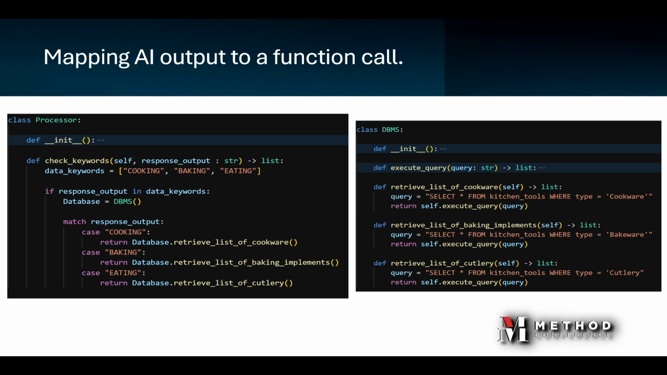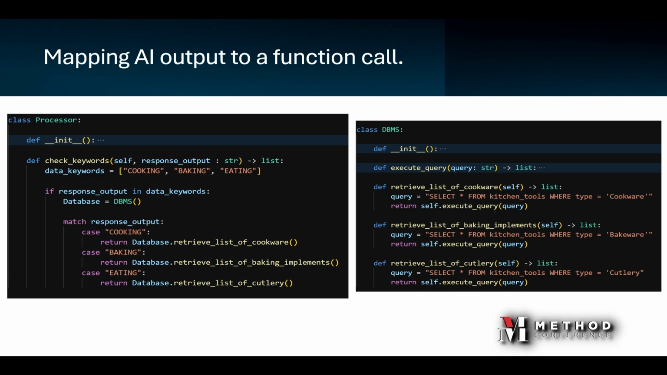And here's my example. This is the programmatic interpretation. I have a function called check keywords: cooking, baking, eating. We check each of the cases. If it's cooking, we'll retrieve a list of cookware, and you can fill in the blanks on what you want to actually do here. This is sort of an example. Or if it was baking, we can get a list of baking stuff. Eating, we could get a list of cutlery stuff.